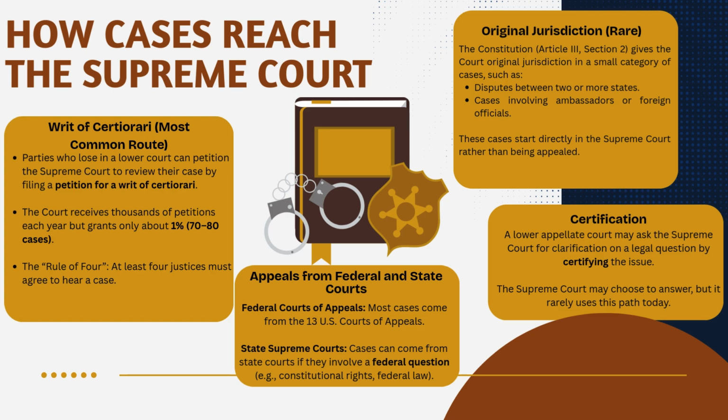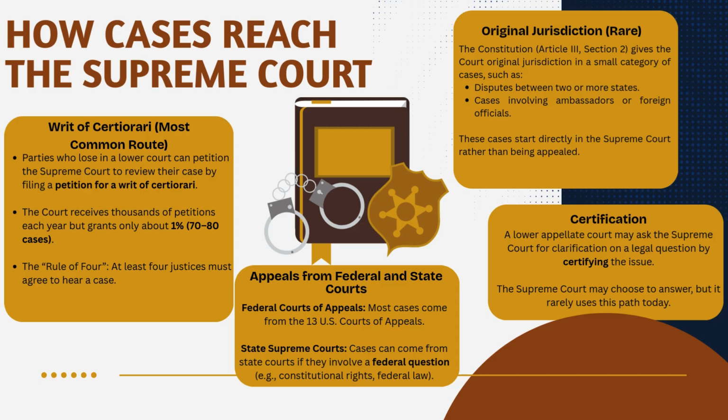Then there are appeals from federal and state courts. Federal courts of appeals: most cases come from the 13 U.S. courts of appeals. State Supreme Courts: cases can come from state courts if they involve a federal question, for example, constitutional rights or federal law.